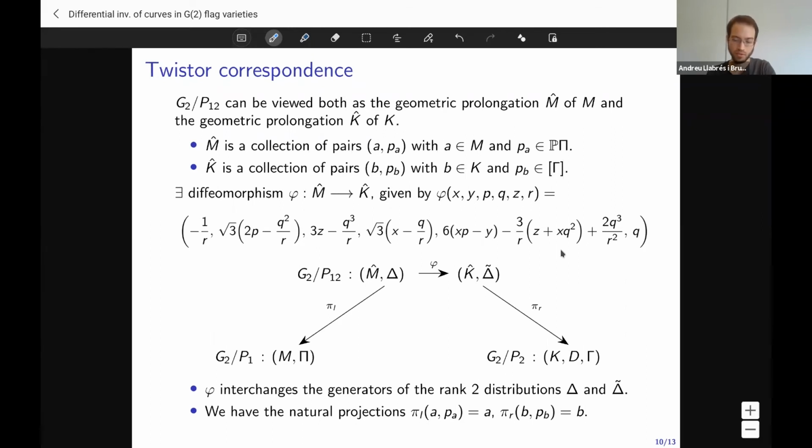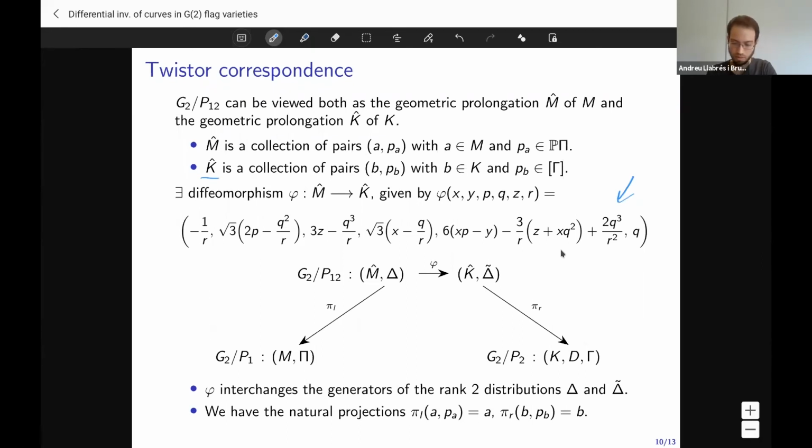And similarly for G2 mod P2, we can take a prolongation, and it's again G2 mod P1, 2, but with different coordinates, and we will denote it by k hat. And it's a collection of pairs of points in K and points in the projectivization of the rational normal curve. Then we find a diffeomorphism that changes the coordinates in these two descriptions of G2 mod P1, 2.